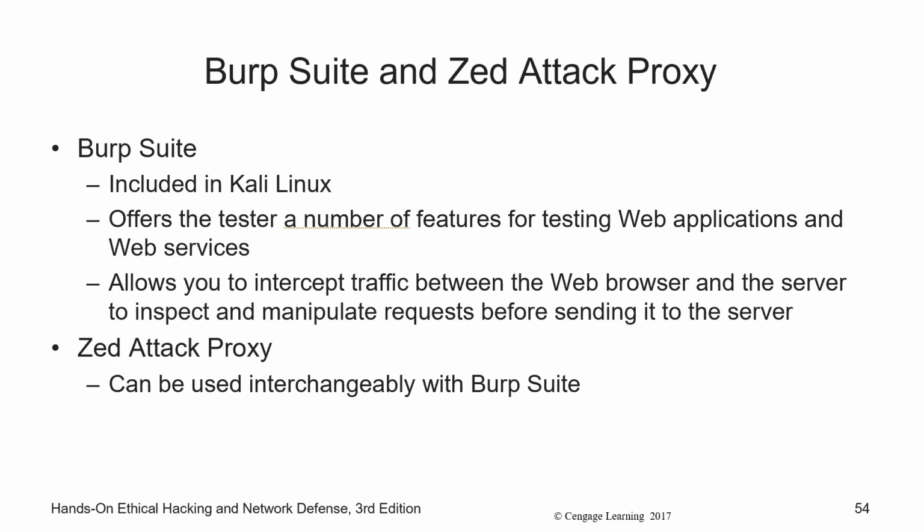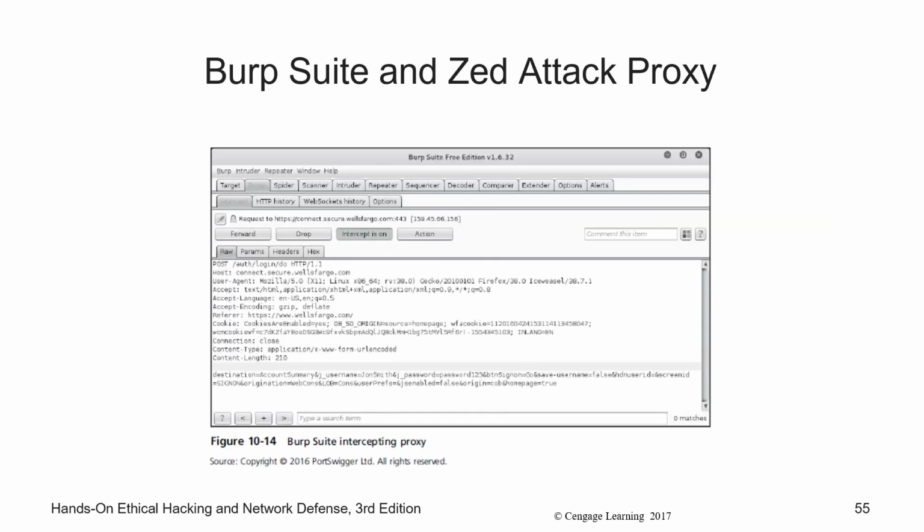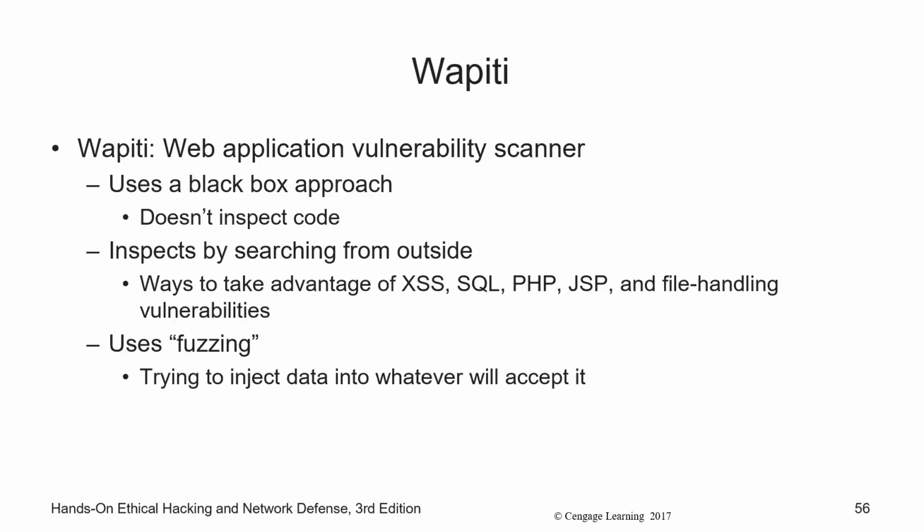So Burp Suite, there's a number of testing features. You can perform a man-in-the-middle attack, intercept traffic, manipulate requests and responses, and ZAP can do that as well. So here's a screenshot of Burp Suite. Basically, it's acting as a proxy server, a man in the middle. It's receiving a request from the user, modifying it and sending it back to the server.